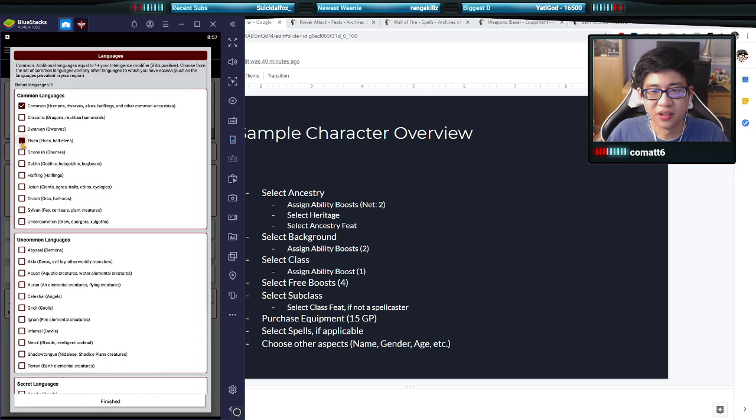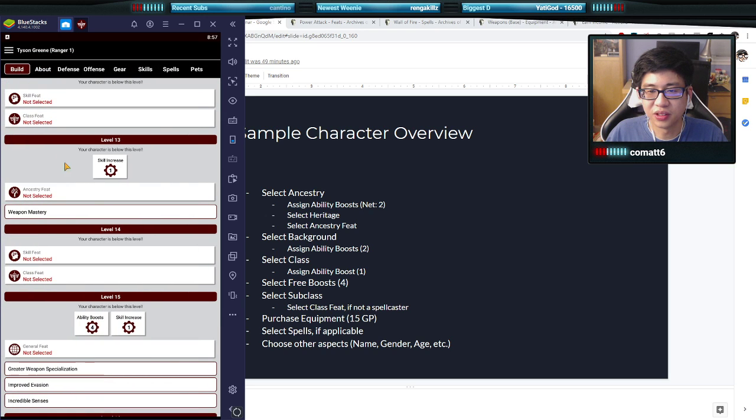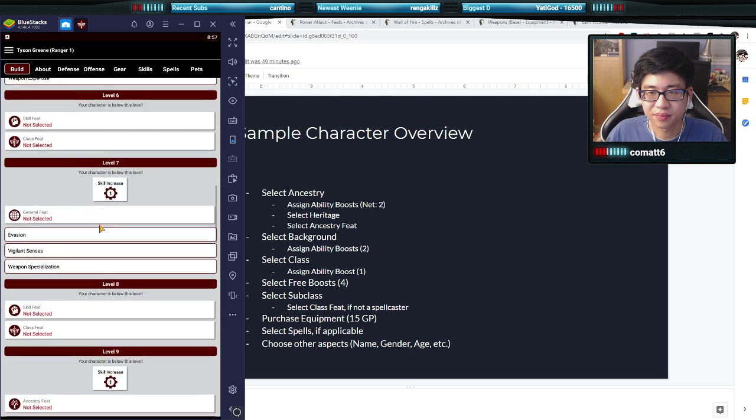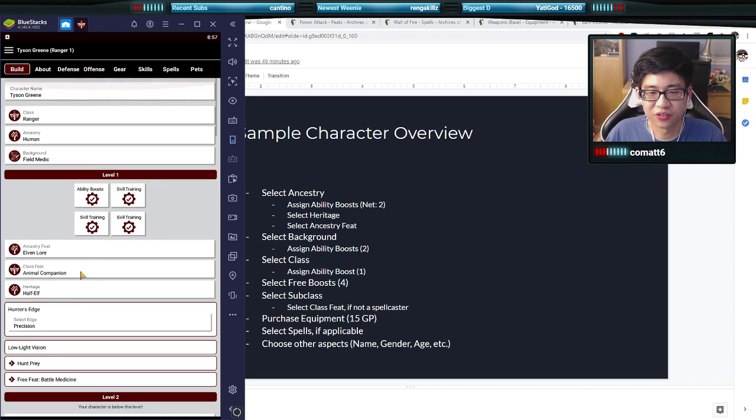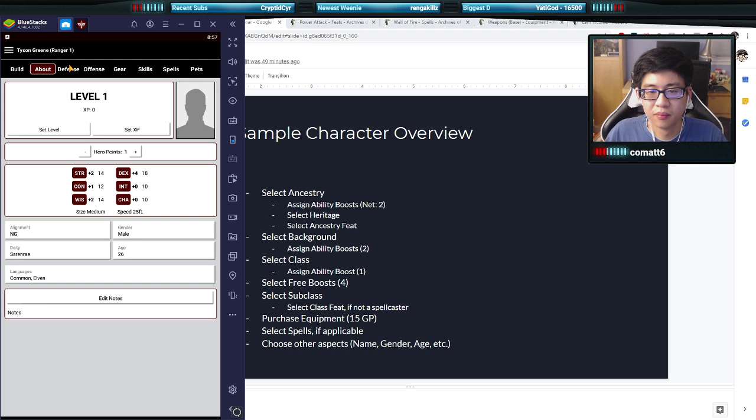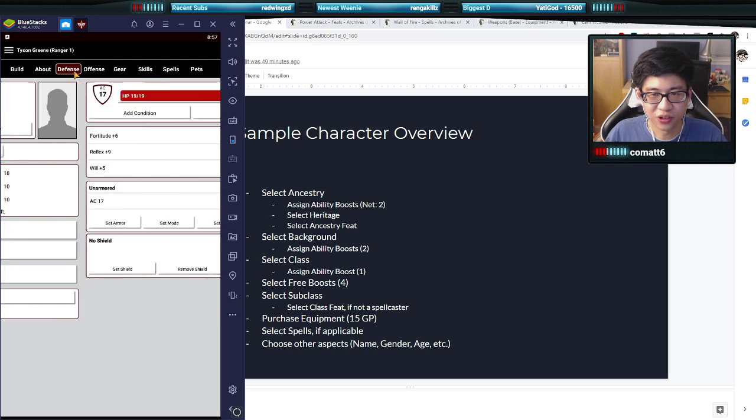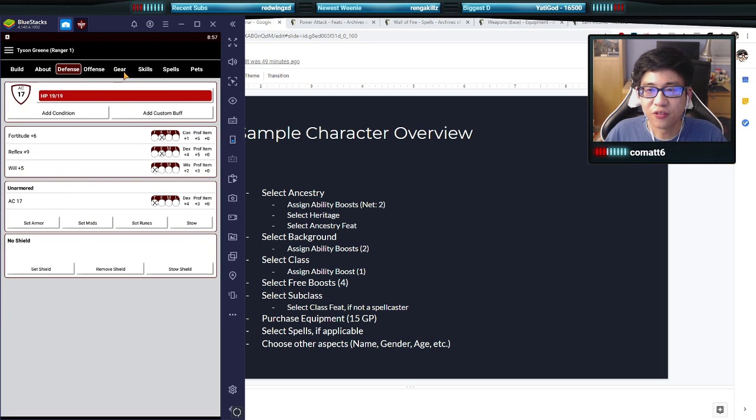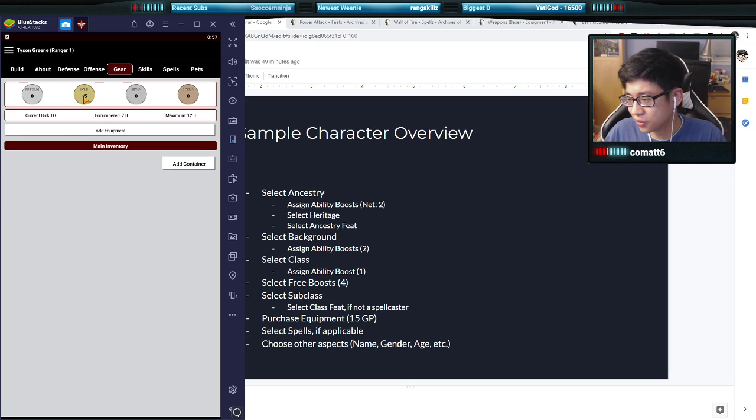Languages are Common and Elven, and he does not gain any additional languages because he only has 10 intelligence. If he had more intelligence, I would be able to select for more, but alas, he does not. Notes down here, if I had a backstory, which I do, I'd put it here. And then finally, you gain 15 gold in which to spend on stuff.